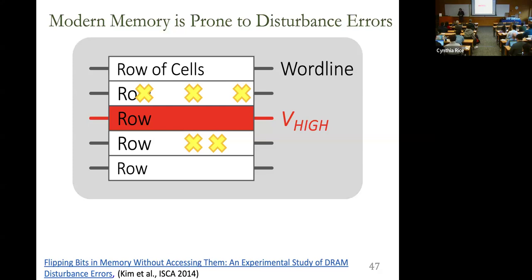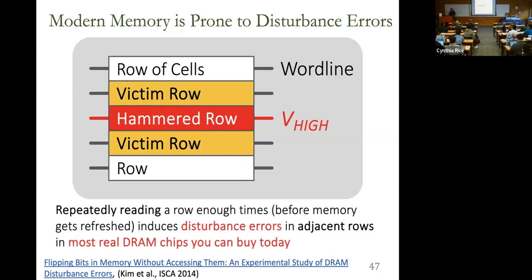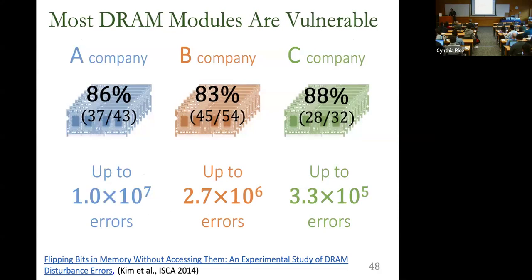And the reason this is happening is because cells are too close to each other. We built memories that are quite dense, and cells are too close to each other. Access to one cell really affects what happens in other cells. So we call this the hammered row. We call these the victim rows. And we showed essentially in 2014 that more than 80% of the DRAM chips that we tested were vulnerable. Today, 100% is the number at the device level. All of the chips that we can actually test at the device level are vulnerable to this effect. And this is one of the technology scaling problems that I'm talking about.